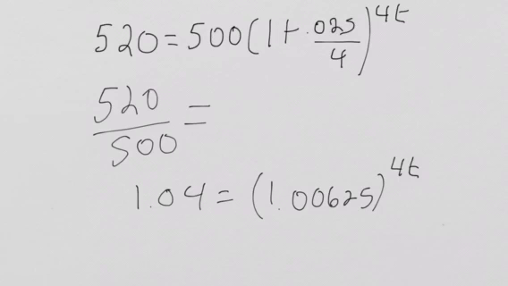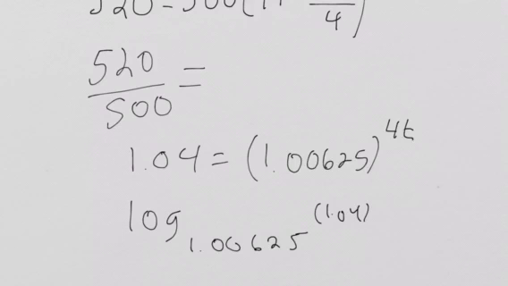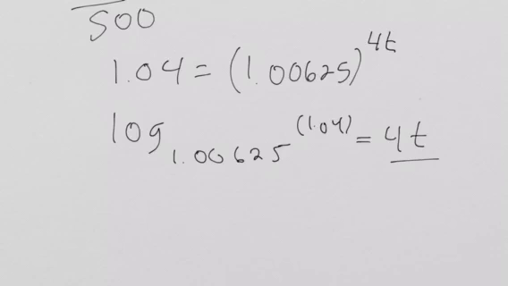All right, so remember we're trying to isolate t here. We have an exponential function, so we should convert this to a logarithm, keeping our base the same. So we're going to have log base 1.00625 of 1.04, and that's going to equal 4t. And then to finish up here, we just have to divide by 4. Divide by 4. Okay, so that's our t value.